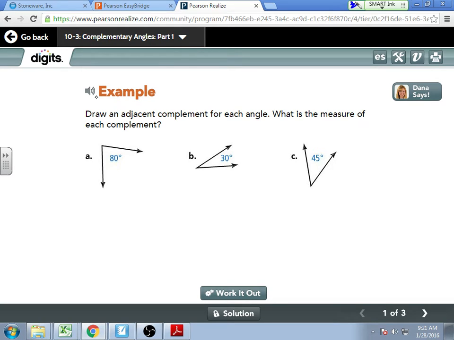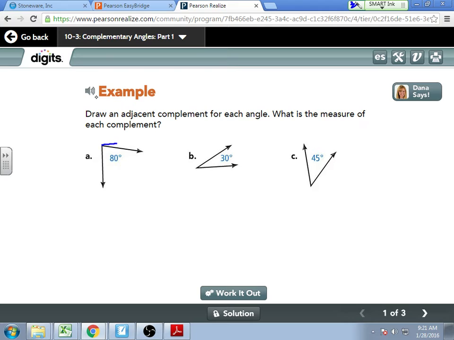So in angle A, Zach, what would be the size of the angle that's the complement to that? 20. What's it got to add up to? 90. It's got to add up to 90. So 80 plus what? 10. 10. So I have two options.